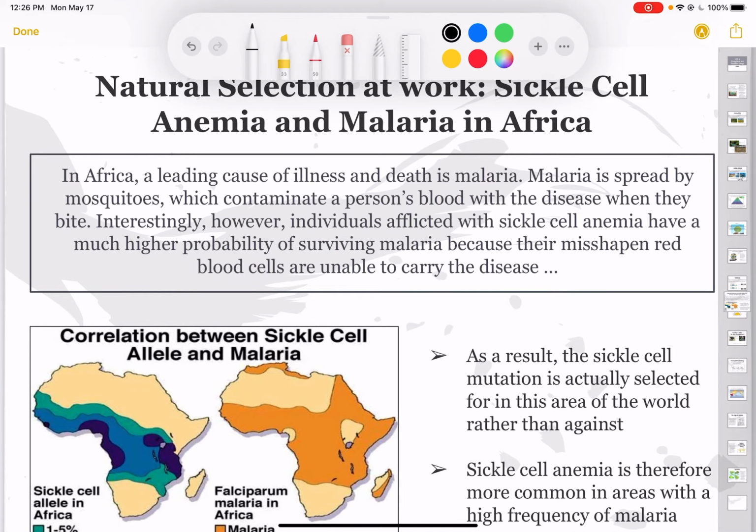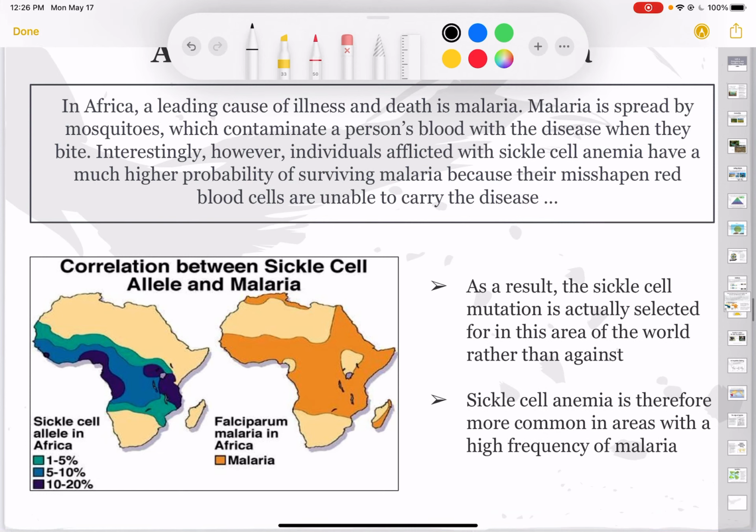So as a result, the sickle cell mutation is actually selected for in that area of the world rather than against. So what it's saying here is that if you have sickle cell anemia, it can protect you from malaria. And malaria kills people. So it's a better chance of survival if you have sickle cell anemia. So that's why it's living in the population, it's being passed on, because the sickle cell anemia allows them to survive, at least to reproductive age.